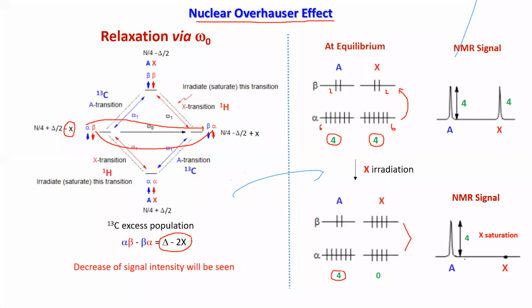So this is proton decoupled 13C. I have made the X saturated, so I have only the signal due to A, because you have the excess nuclei for A, which is 4. That's why I'll have the signal for 13C here.